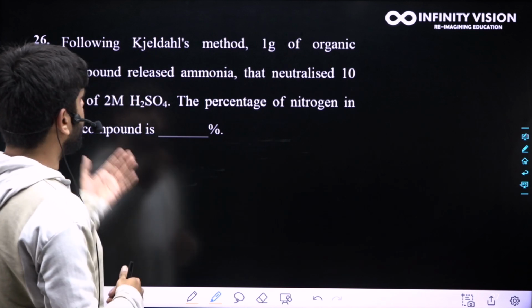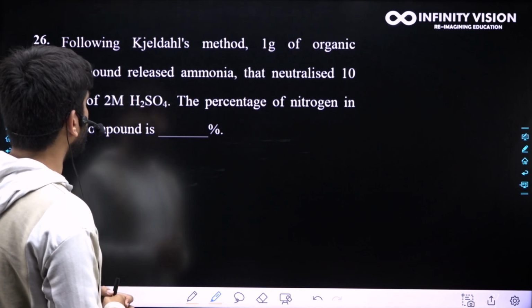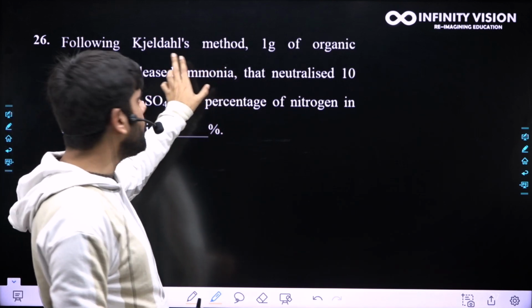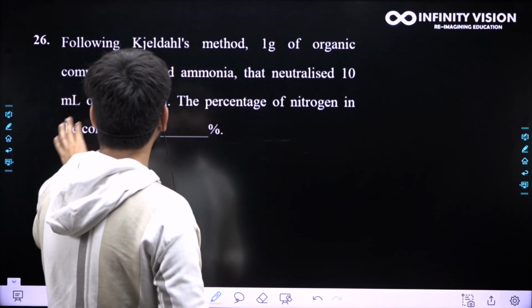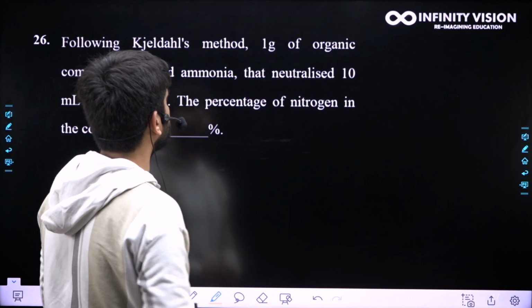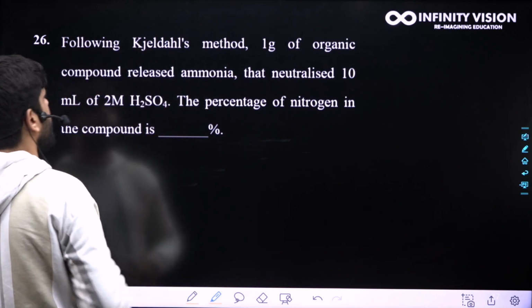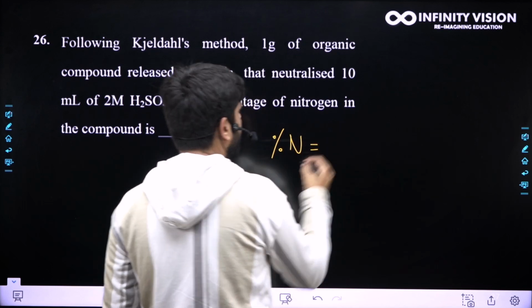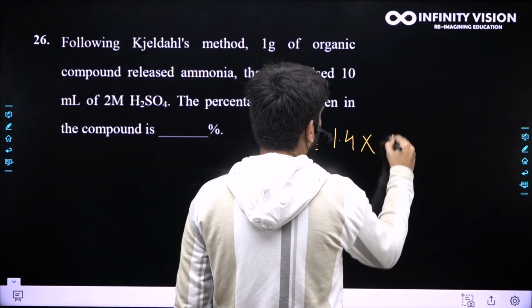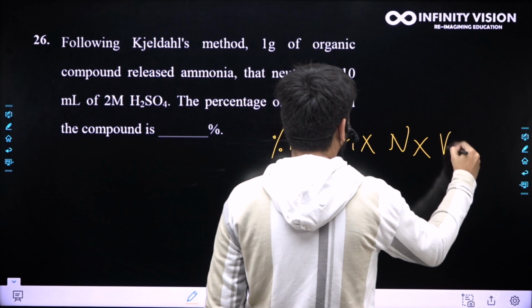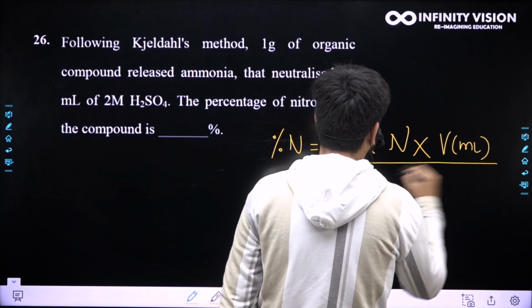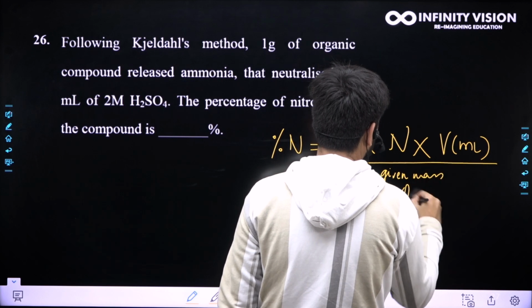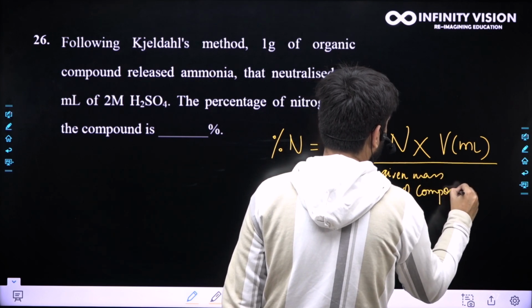Following Kjeldahl's method, 1 gram of organic compound released ammonia. We know that in Kjeldahl's method, nitrogen is estimated via ammonia. That neutralized 10 ml of 2 molar H2SO4. The percentage of nitrogen in the compound is. Now again, a formula-based question. We know that percentage N in Kjeldahl's method can be calculated as 1.4 into normality into the volume in ml divided by the given mass of organic compound.